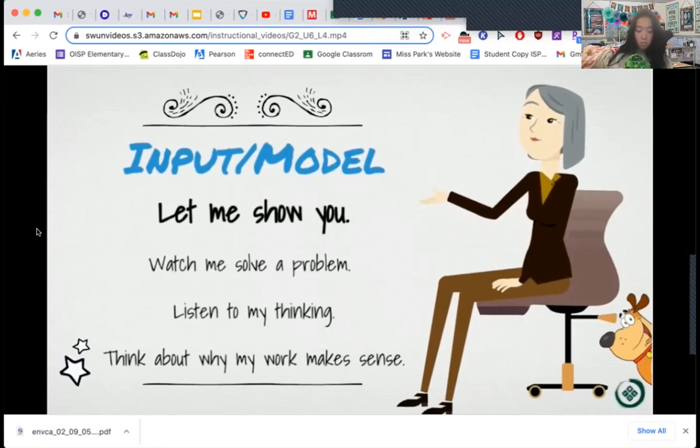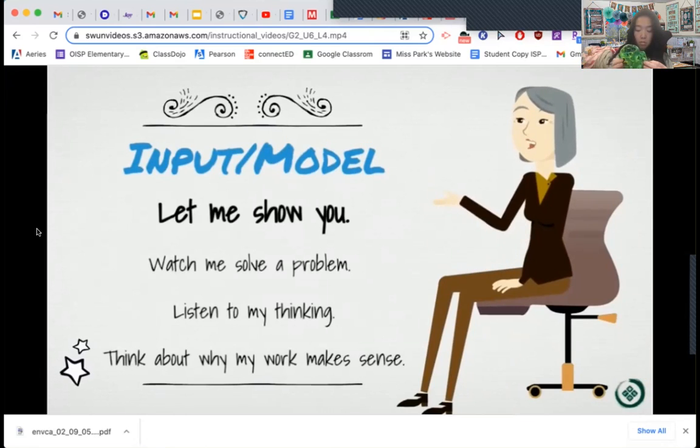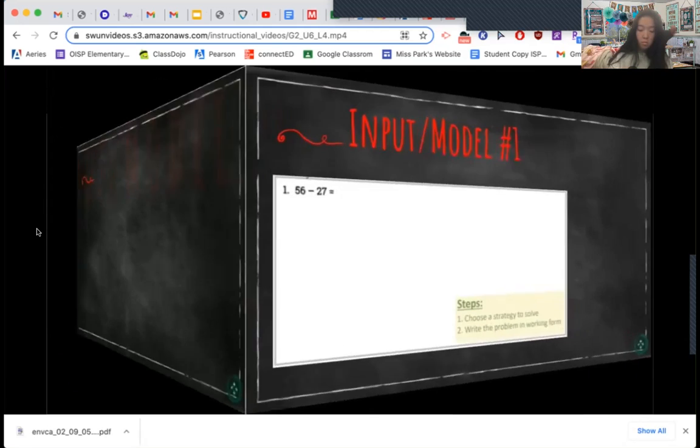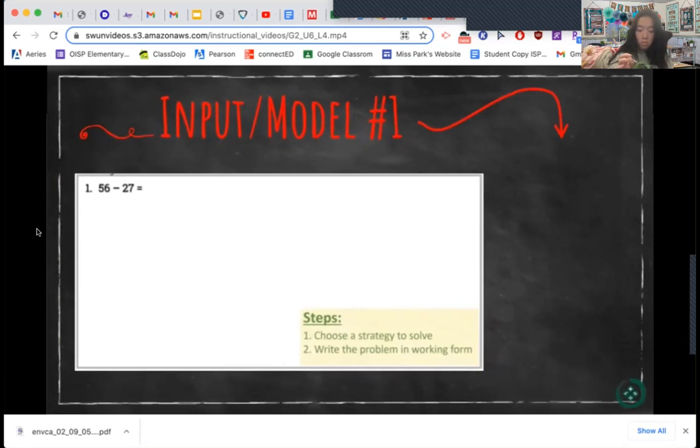Watch me solve a problem. Listen to my thinking. Think about why my work makes sense. Let's work on our first input model.